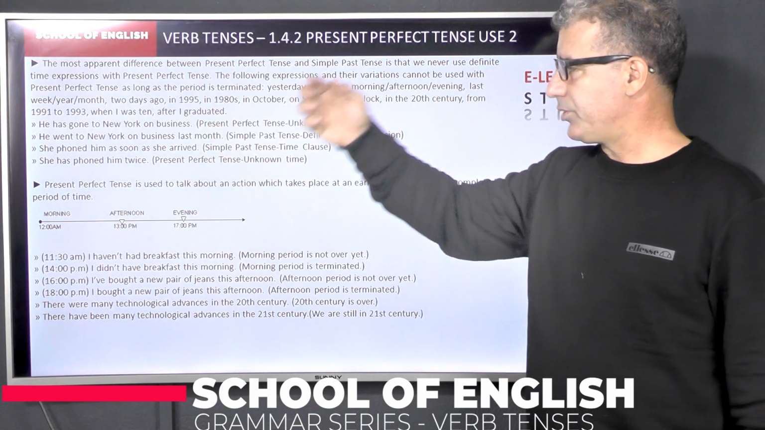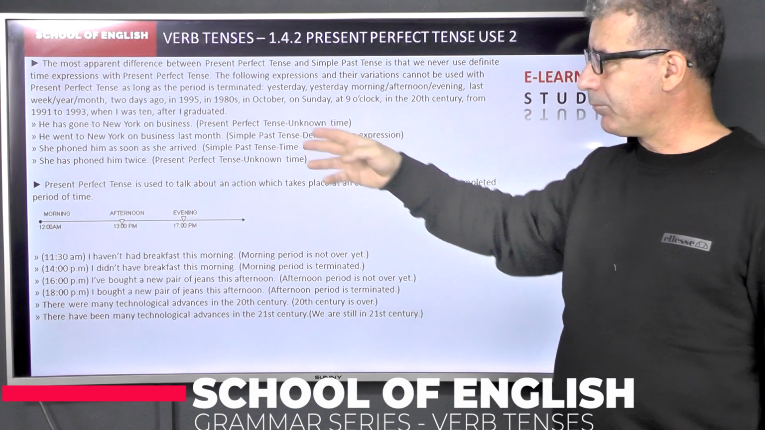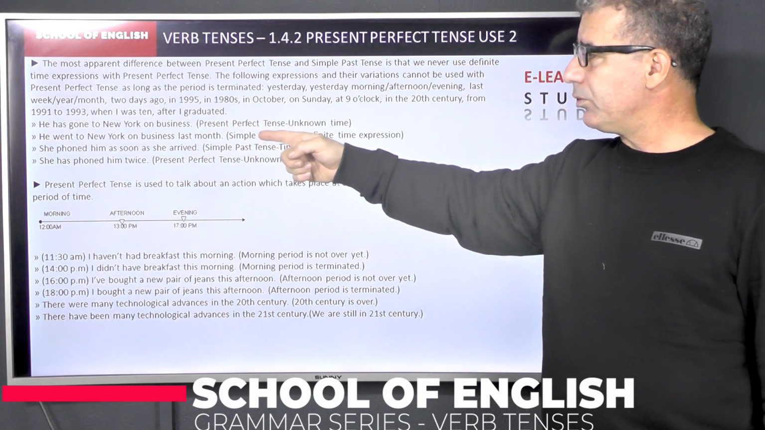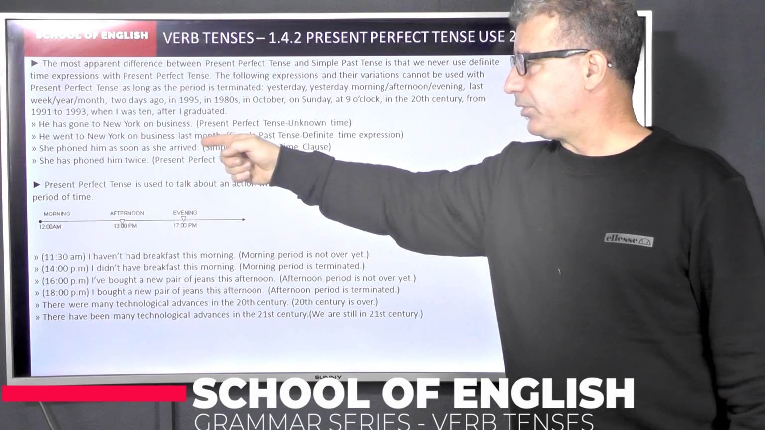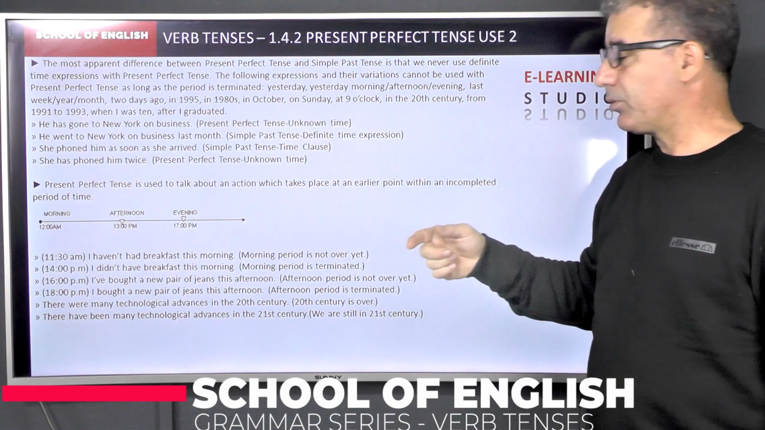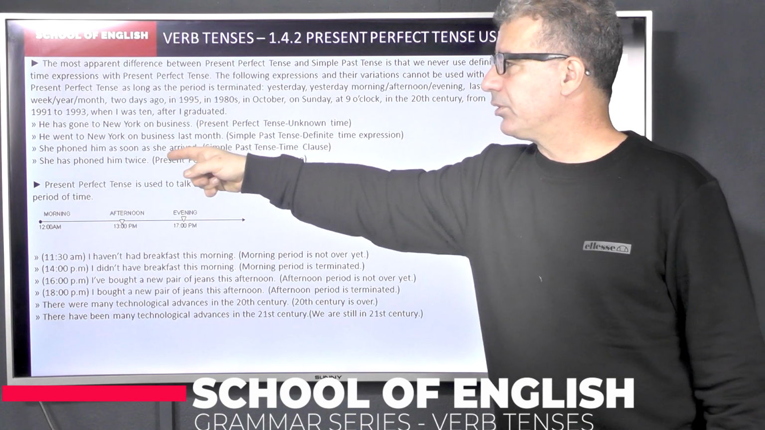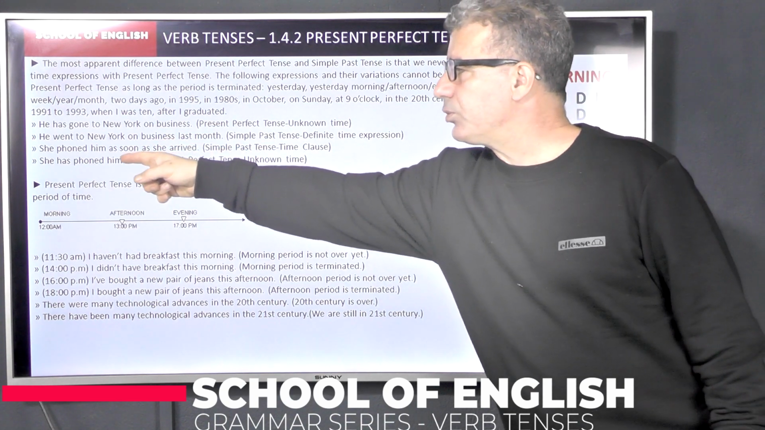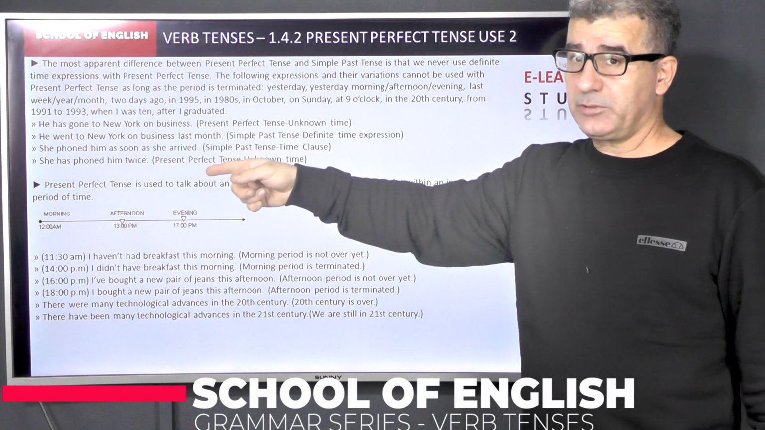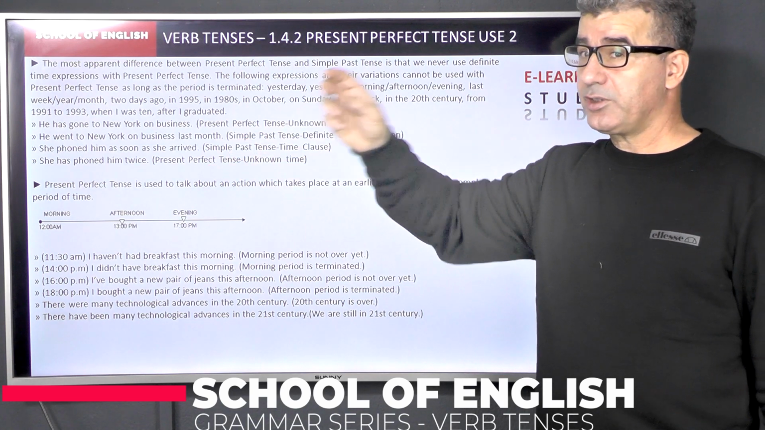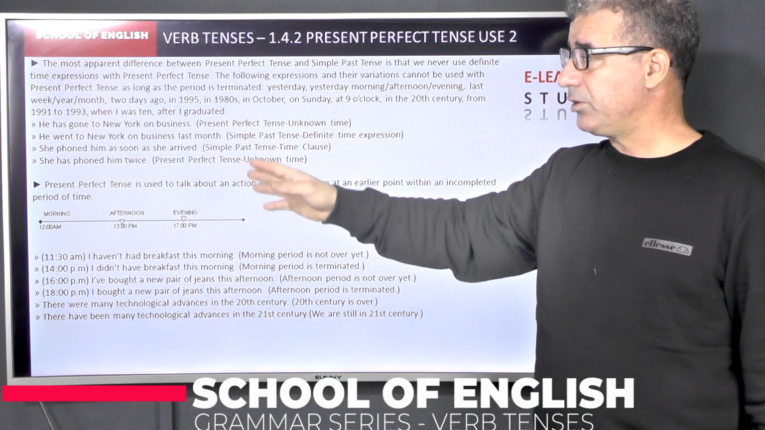He has gone to New York on business. Present perfect tense, we don't know the time, that's okay. He went to New York on business last month. Yes, this sentence, if you want to keep last month here, should be used in simple past tense because it's a definite time expression. She phoned him as soon as she arrived. As soon as she arrived makes the sentence simple past. It's a past time clause and points to a definite time. She has phoned him twice is okay because there is no definite time expression.